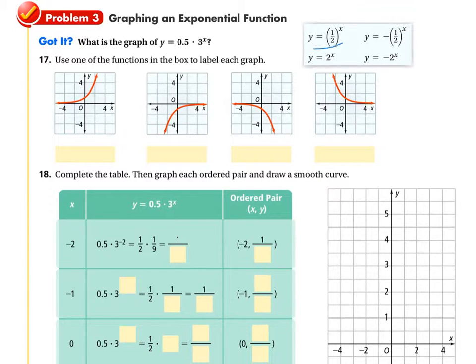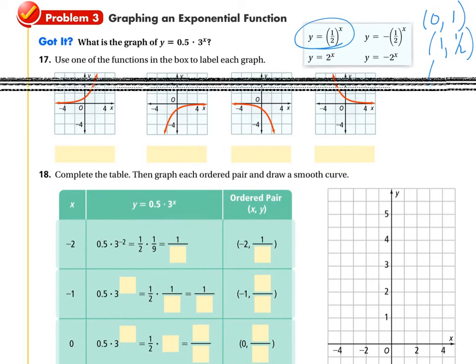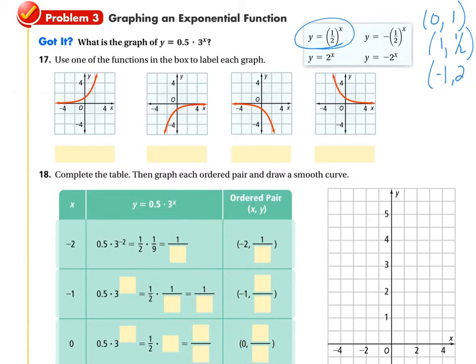So looking at this first one, we're going to say when x is 0, y is 1. When x is 1, y is 1/2. When x is negative 1, y is 2, because remember the negative means reciprocal. Let's see where that applies.